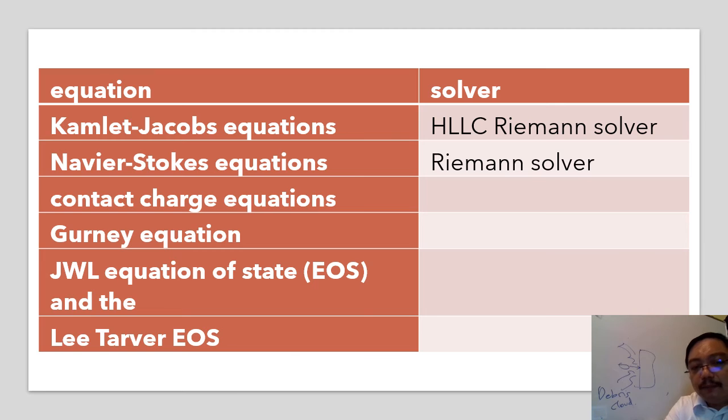This is the equation that people have used. If you are not familiar, try to become familiar with it. If you are doing this field, you should be aware that these kinds of equations exist. You have to study and learn about them well: Chapman-Jouguet equation, Navier-Stokes, contact charge equation, Gurney equation, JWL, Lee-Tarver equation of state. You are using HLLC Riemann solver and Riemann solver.